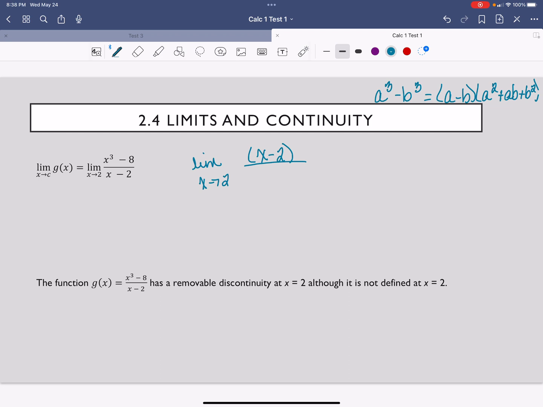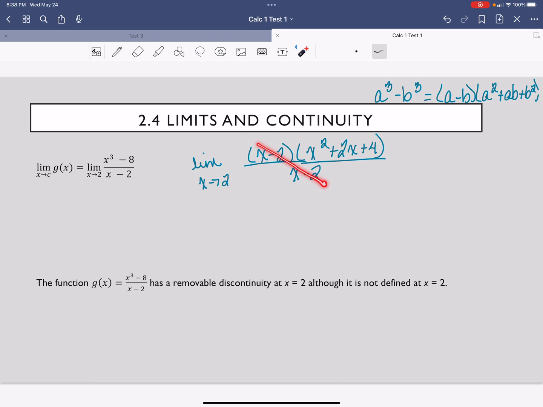So our a value here is going to be x, and our b value here is going to be 2, and then we're just going to follow this formula right here. So we're factoring this difference of perfect cubes. So I have an x minus 2, and then I have x squared plus 2x plus 4. Okay, and then I've got my x minus 2. So all I did right here is I factored the numerator. When I factor the numerator, I'm able to cancel this out right here. My x minus 2 both cancels.